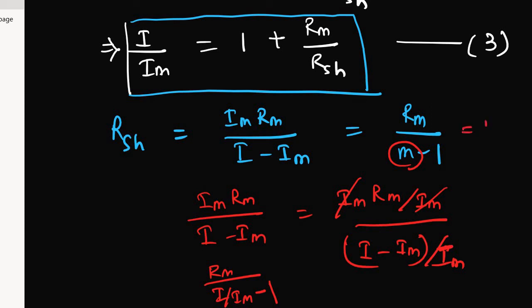So this is another formula for RSH. If we know the resistance of the ammeter and the multiplying power of the shunt ammeter, then we can find out the resistance of the shunt. So these are all formulas for the shunt ammeter if you need them.